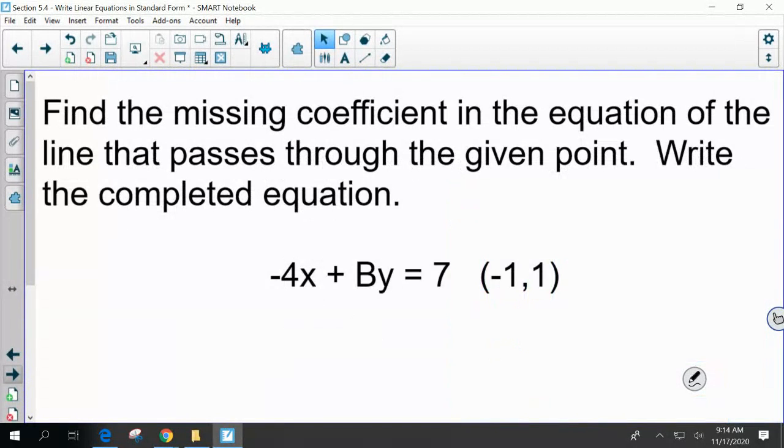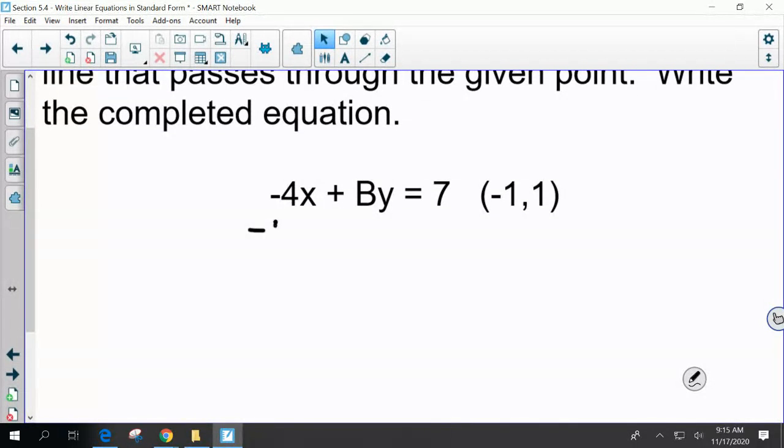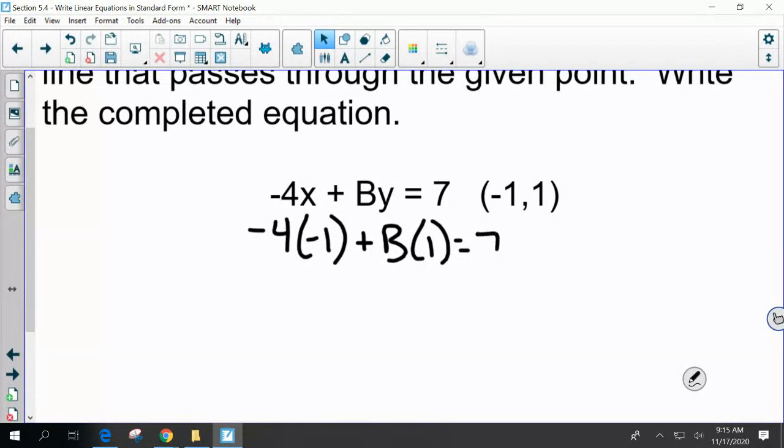Okay. So if we do that again, find the missing coefficient in the equation of the line that passes through the given point. Write the completed equation. So here I'm missing b, but I know a coordinate. So I'm going to plug in my coordinate and solve for b. So I go through and multiply across and do my distributive properties. So 4 plus 1b equals 7. And then I would subtract 4. So 1b equals 3.